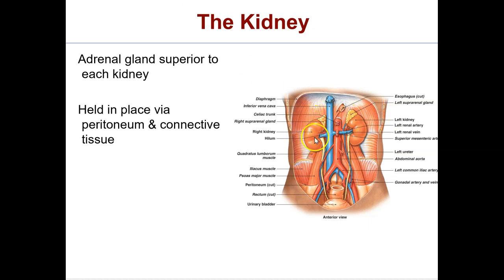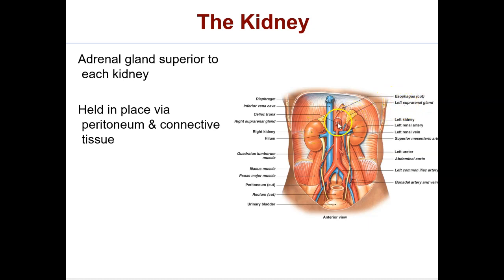Notice that the right kidney sits a little lower than the left kidney because remember the liver takes up a little space there. And each kidney has a little depression called the hilum. And the hilum is where the renal artery, vein, and the ureters enter and exit the kidney. Above each kidney is an adrenal gland. You can also call it suprarenal gland. This is an endocrine organ.